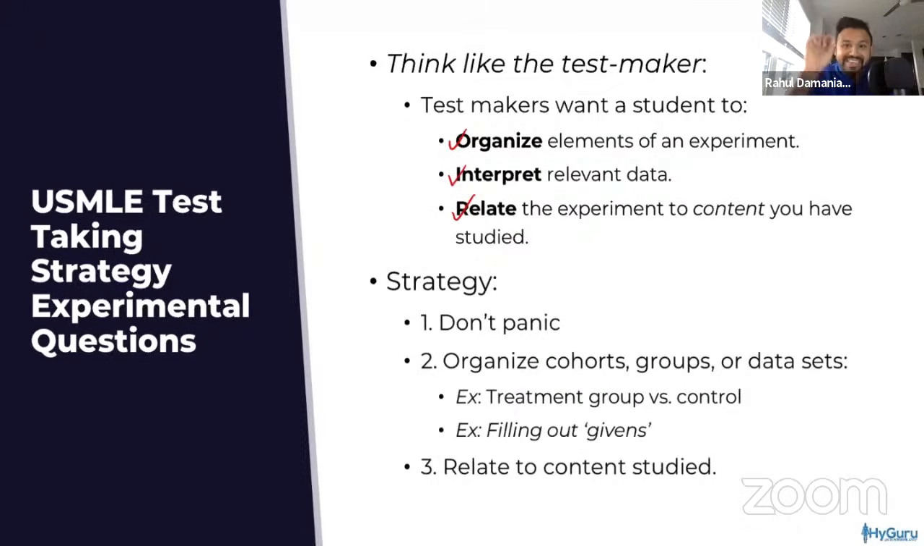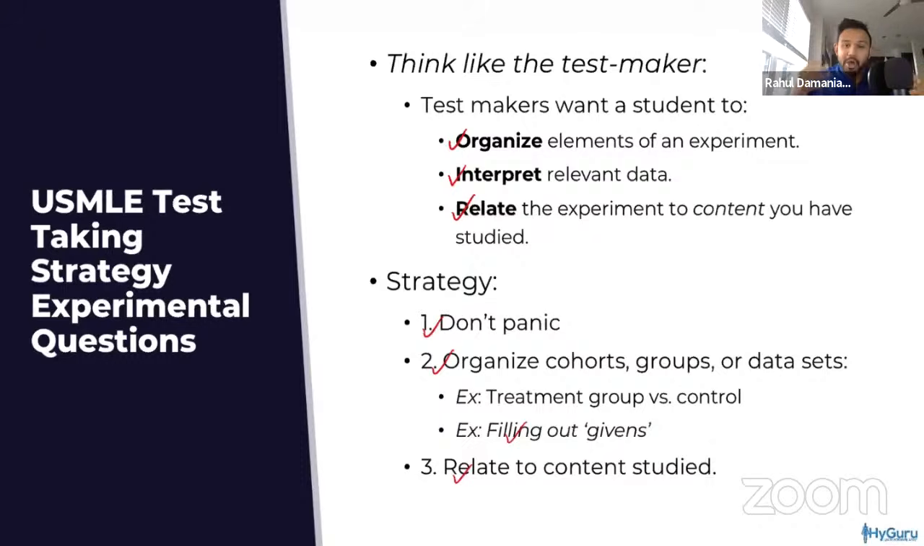As a strategy, I would encourage you to, number one, not panic when you see experimental questions. I would encourage you to also organize cohorts or groups or data sets. Basically, if the long paragraph is talking about a treatment group or a control group, make a mental model so that you can actually separate these. I would also encourage you to write out your givens if they're giving you some numbers, so that you can organize the experiment well in your mind, and that prevents you from rereading. And then the third step is to have some element of relation to content you studied.